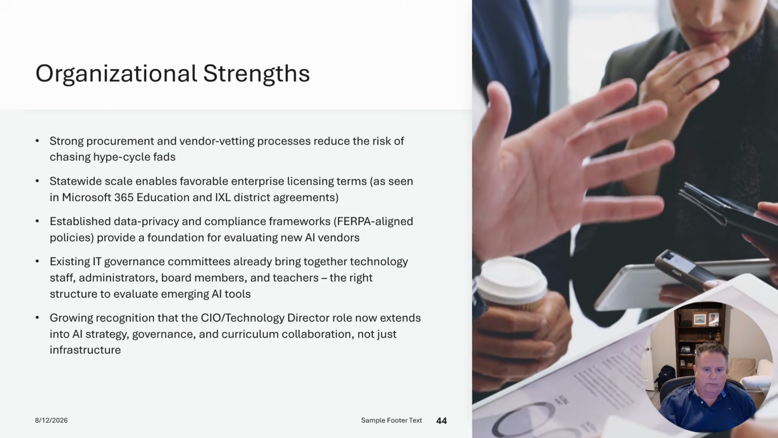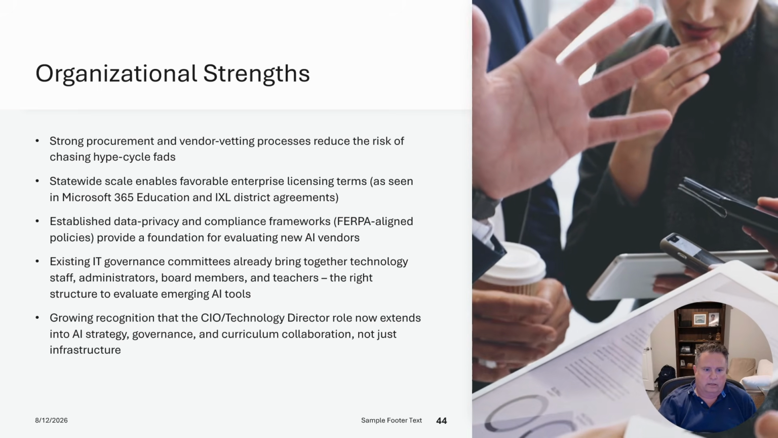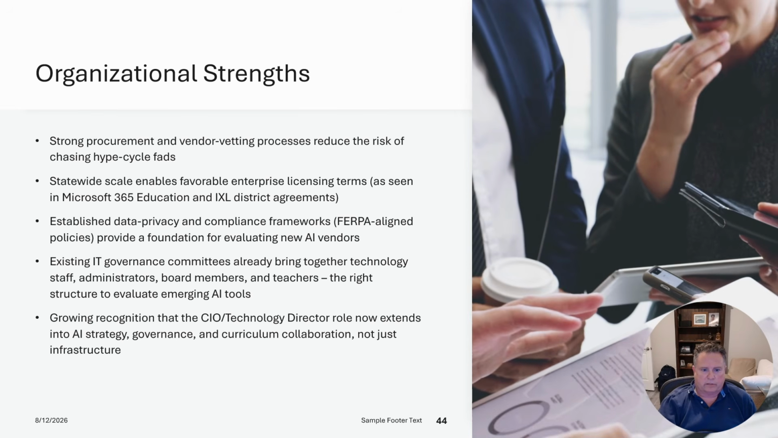Strengths: strong procurement and vendor vetting processes reduce the risk of chasing hype cycle fads. Statewide scale enables favorable enterprise licensing terms, such as Microsoft 365 Education and IXL district agreements. Established data privacy and compliance frameworks, FERPA-aligned policies, provide a foundation for evaluating new AI vendors.